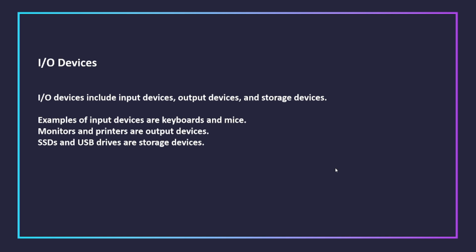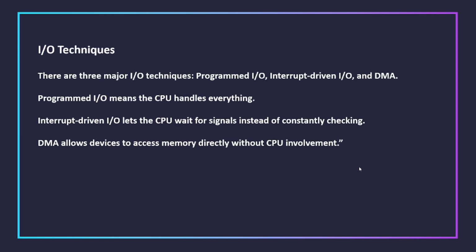I/O devices can be grouped into three categories: input devices like keyboards and mice, output devices like monitors and printers, and lastly, storage devices such as SSDs, HDDs, and USB drives. So these devices let the user interact and communicate with the computer.